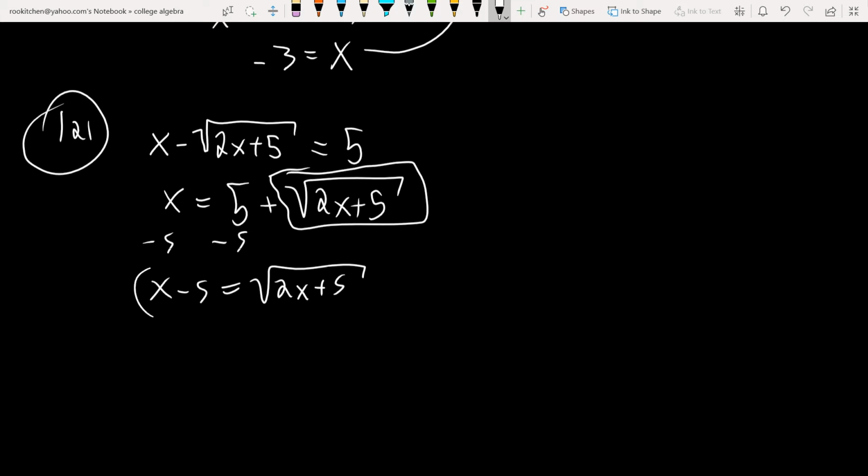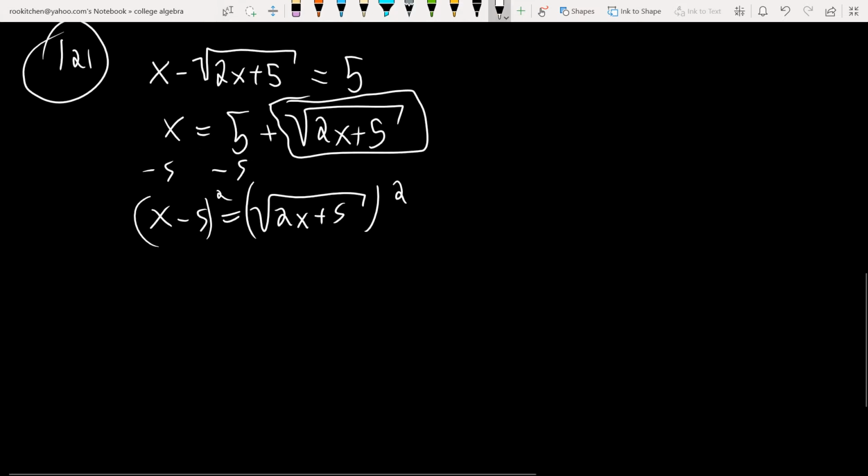And then I'm going to go ahead and square both sides. Okay. The problem with squaring both sides is now you have extraneous solutions potentially. And you're going to have to check your solutions at the end. Okay. On the left-hand side, you have a FOIL. Okay, so that's really just x minus 5 times x minus 5.